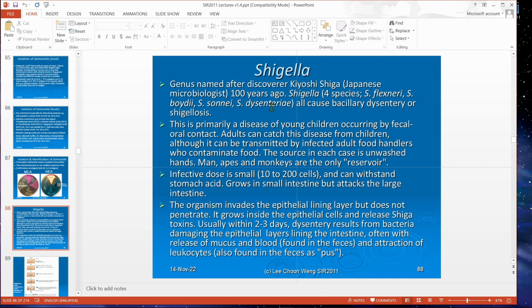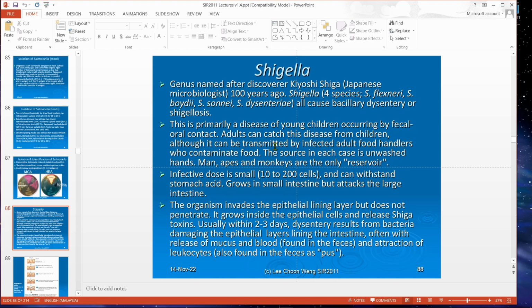So Shigella is named after Kiyoshi Shiga, Japanese microbiologist. So 100 years ago, 4 species: Shigella flexneri, boydii, sonnei, and dysenteriae, all cause dysentery.